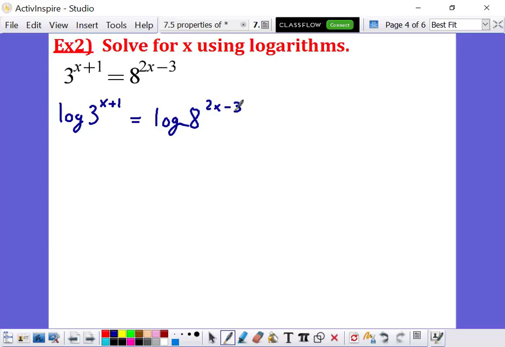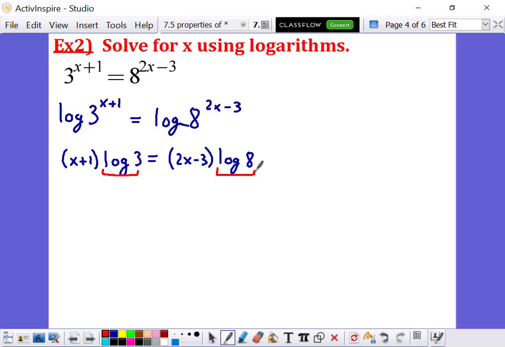here's what we've got. And then on each side, both the left side and the right side, I can apply the power property and bring the exponent, x plus 1, out in front of that log using multiplication. And I'm grouping that in parentheses, by the way, just to make sure that I don't get confused with what's being multiplied by what. Okay, so now here's what we've got. We've got x plus 1 times log 3 equals the quantity 2x minus 3 times log 8. Okay? Now, here's what you got to realize. Log 3 and log 8, those are actual real numbers that we could find by punching it into our calculator.